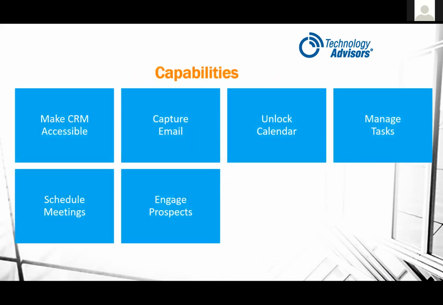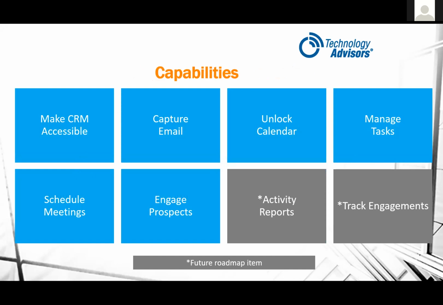Again, getting a little bit more specific here, capabilities that are available in Sugar Connect. First of all, making CRM accessible. So giving you access to all of your Sugar CRM data when you're working in Office 365 or in Google G Suite, making all of that data accessible to you. Making it easier to capture email so that all of your email communication can be seamlessly captured inside of your CRM and linked appropriately to the right information.